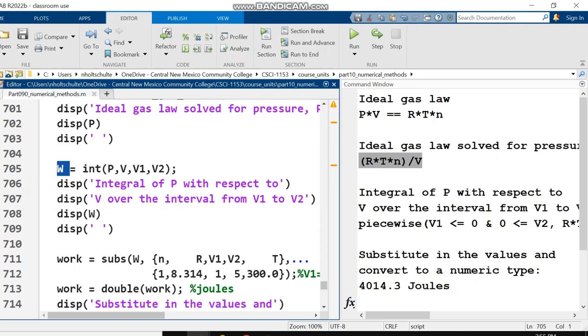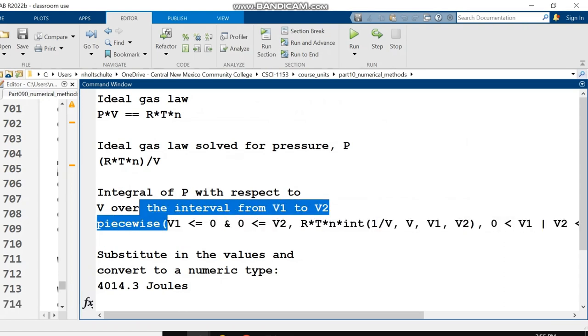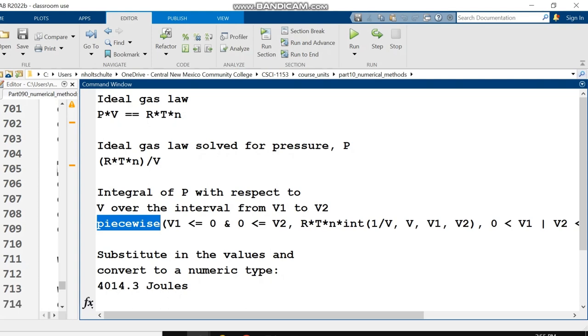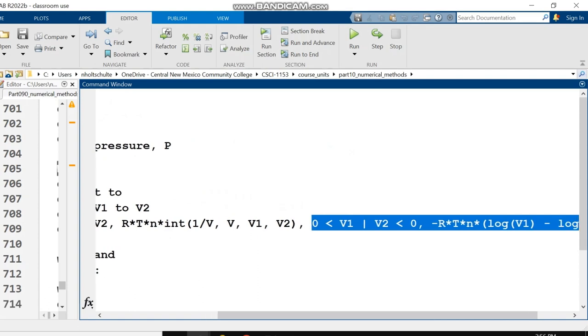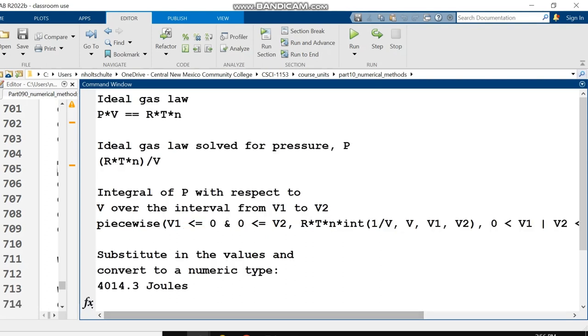Now, W equals this big old piecewise expression right here. I have not and do not plan on covering piecewise expressions in MATLAB, but suffice to say, MATLAB has a way of representing a symbolic expression that is piecewise. And it's actually not that hard to read, right? This first part right here declares that the subsequent portion is relevant over V1 less than or equal to 0 and 0 less than or equal to V2. And then the next section for 0 less than V1 or V2 less than 0. And then the expression that's relevant for that section. So if you're familiar with piecewise functions, you can probably make out what's going on that line, but I'm not going to get into the details.